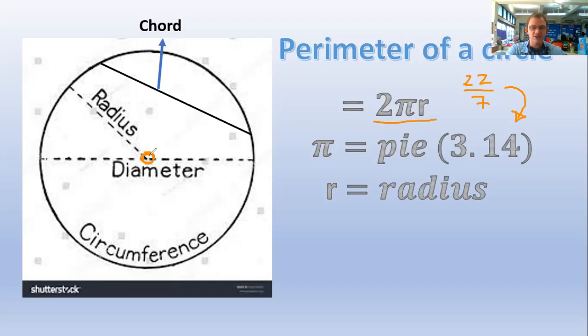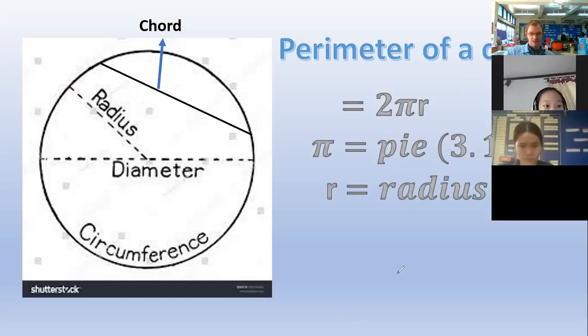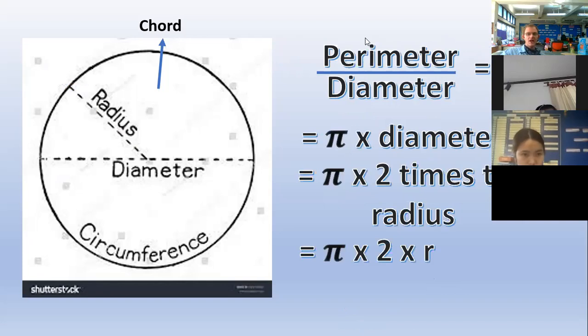The radius starts at the center of the circle, and it has to connect to one of the outside lines of the circumference. So once it reaches the outside here at the circumference, from the middle, that distance will be the radius.